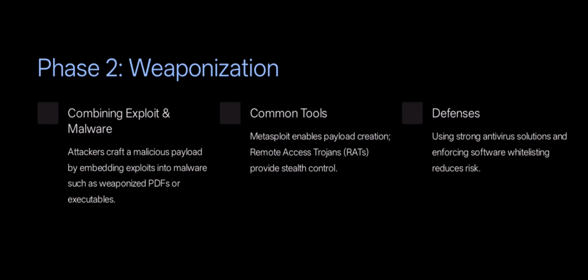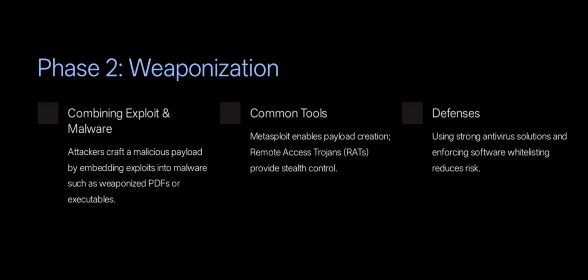B. NotPetya. NotPetya, initially appearing as ransomware in 2017, was a destructive wiper malware. Attackers weaponized the malware by embedding it into a legitimate software update mechanism for a Ukrainian accounting program. Upon execution, it exploited the EternalBlue vulnerability to spread rapidly across networks. 7. Defensive measures against weaponization.